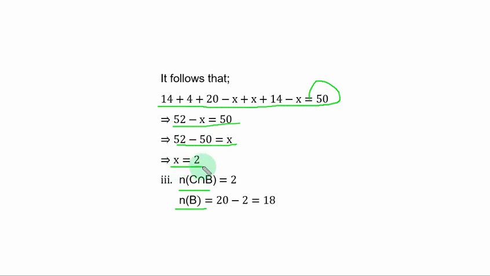From the diagram, those that take chemistry and biology, the number is equal to S, and S is 2. And those that take only biology is 20 minus S, that is 20 minus 2, equal to 18.